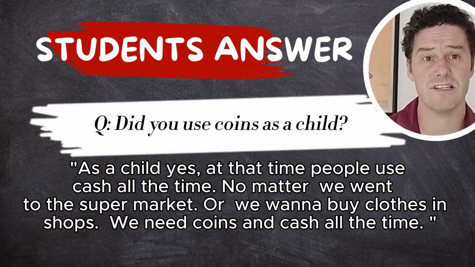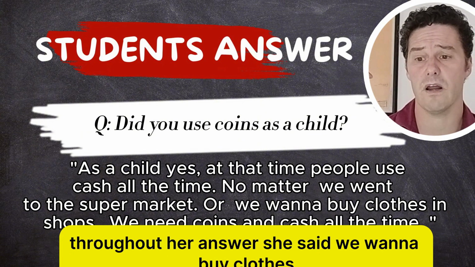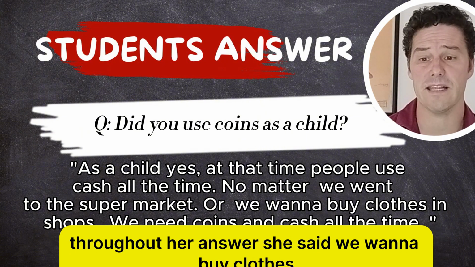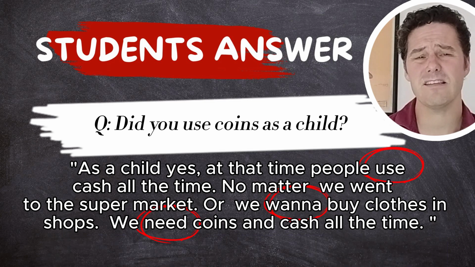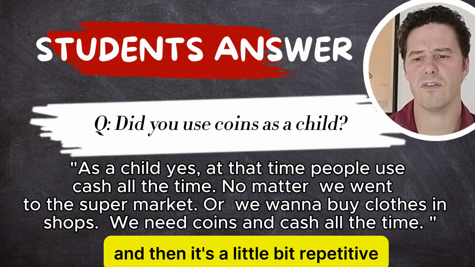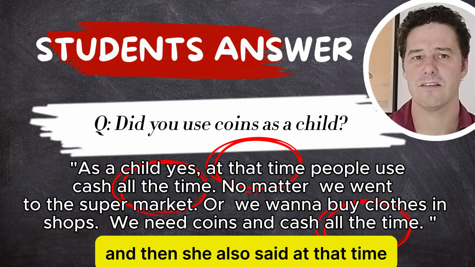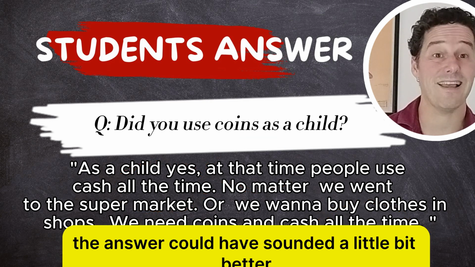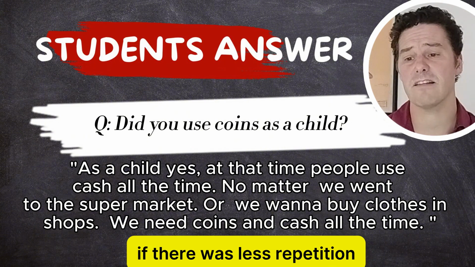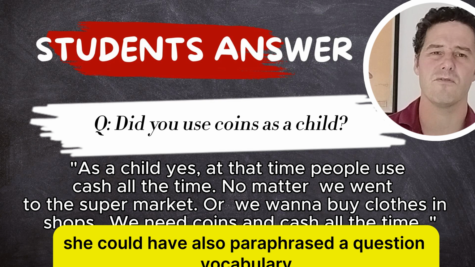Now, there were some persistent grammatical problems throughout her answer. She said, we want to buy clothes, we need coins, but she's talking about the past. And then it's a little bit repetitive because she said all the time twice. And then she also said at that time. So the answer could have sounded a little bit better if there was less repetition. And one last thing, she could have also paraphrased the question vocabulary.